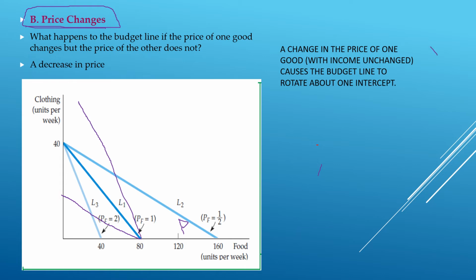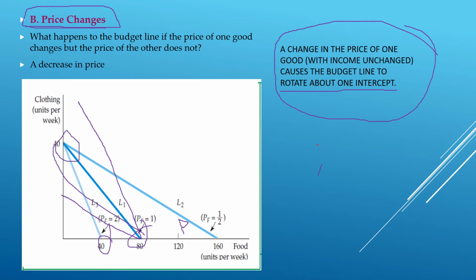Therefore, take note of this one. A change in the price of one good with income unchanged causes the budget line to rotate about one intercept. Meaning a pivot change from one point to this point, making the other point here constant, or the other way around. So that is what we call the effect of the changes in the price.